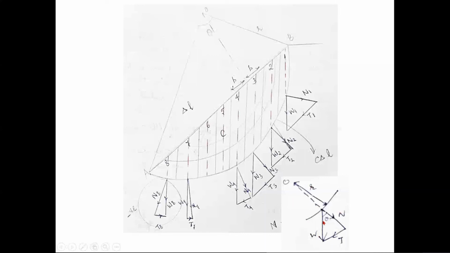So you can see that the weight of that slice acts downwards, right? Then there is a normal component and there is a tangential component. So you have the weight, the normal component of the slice, and the tangential component of that slice. This normal component is going to act along the center of the circle. The normal acts along the center of that circle, and W acts exactly down. It's the gravitational force. Then I have a tangential component.